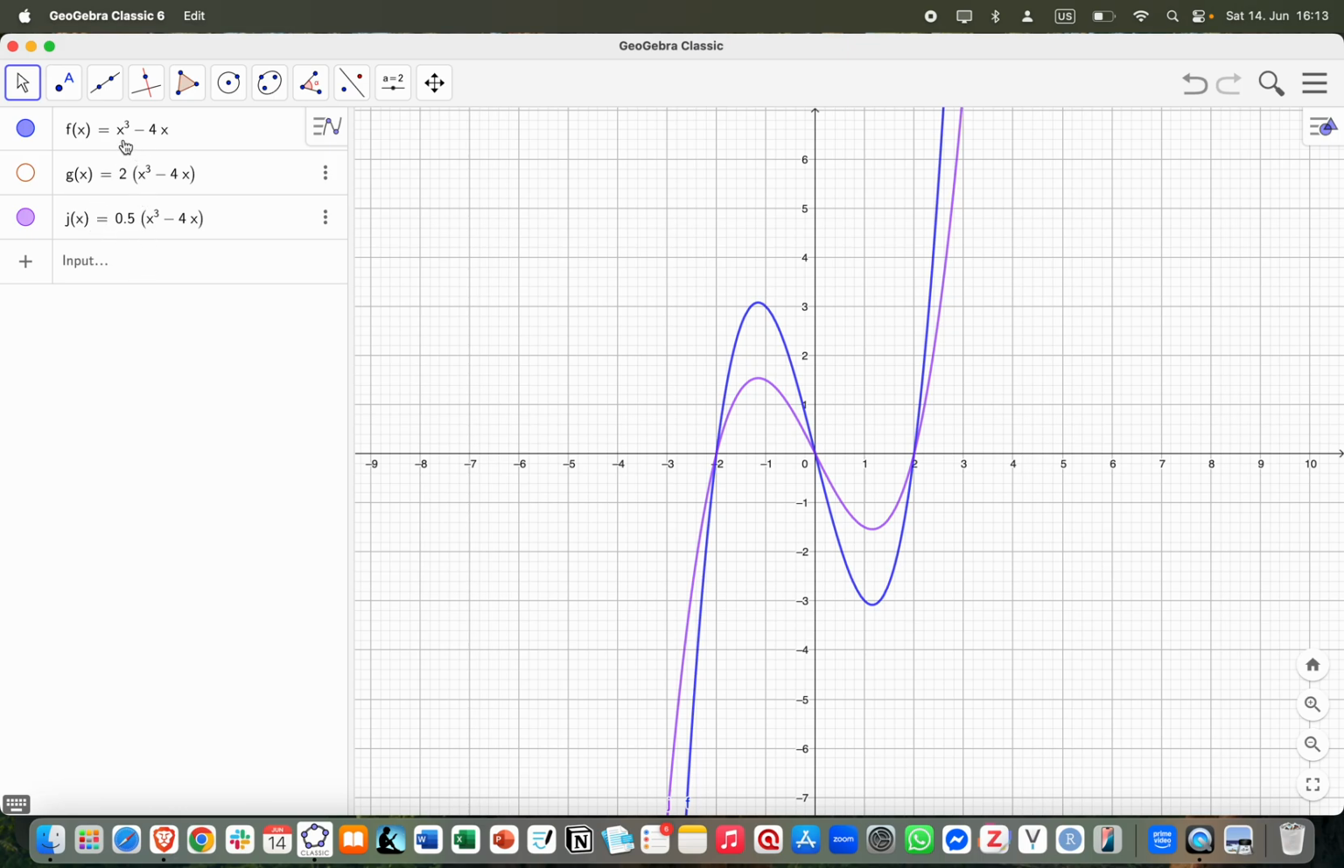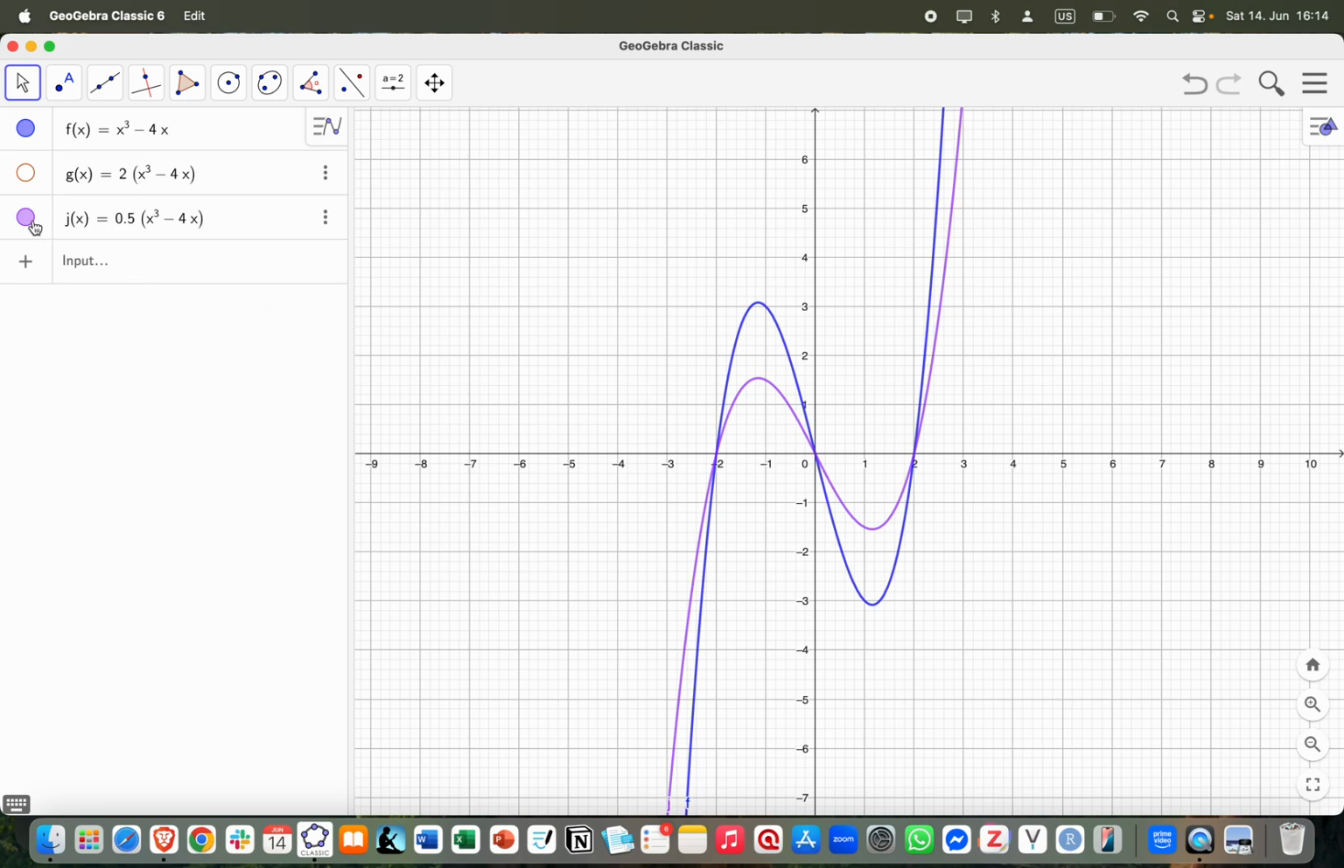If you multiply the output by 0.5, of course, the y-coordinates of the points on the graph are also multiplied by 0.5. So here at y equals 3, if you multiply by 0.5, the value is half of 3, which is 1.5. And this is also similar here. And in the same way, if you multiply 0.5 by 0, which is the value of f here, then the product is also 0. That's why the graph of j also passes through x equals 0.